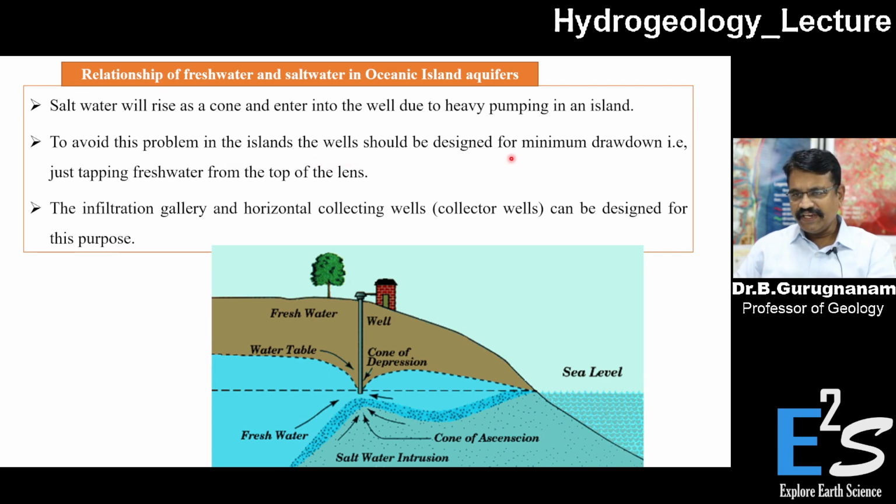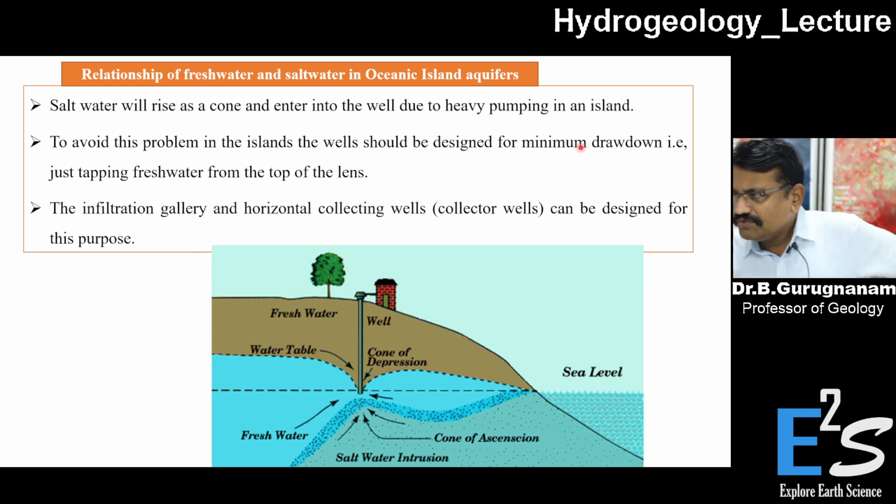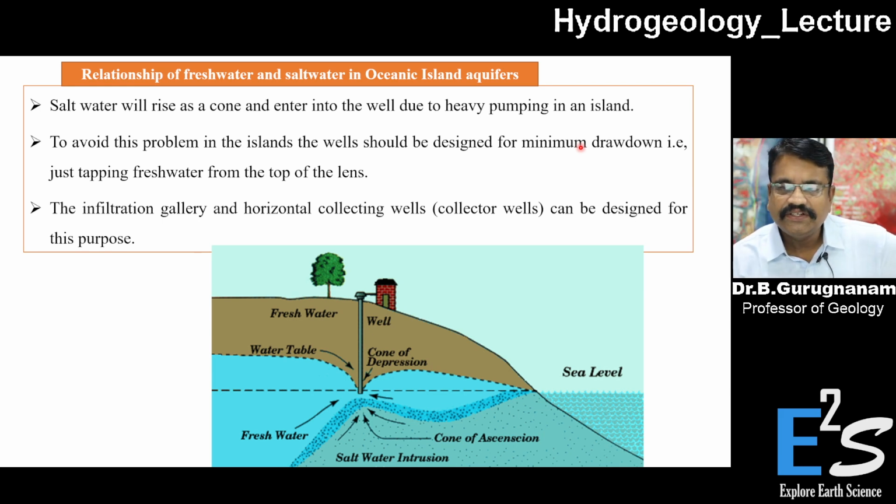Wells should be designed for a minimum withdrawal. You cannot allow a person to take much water from the well. So you have to define a certain level at which you can pump the water. Otherwise, you have to stop pumping, because the collapse will happen. Infiltration galleries and horizontal collecting wells can be designed for this purpose.